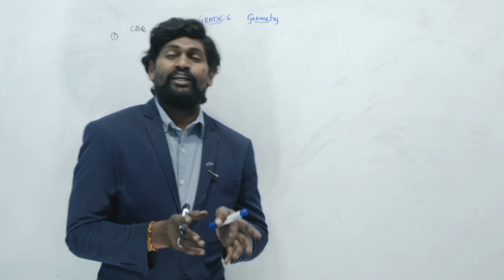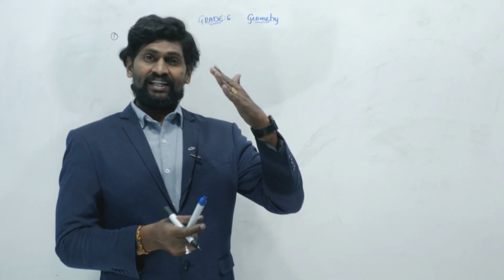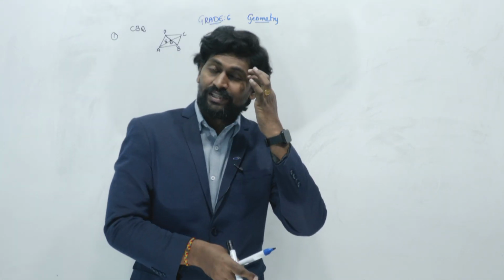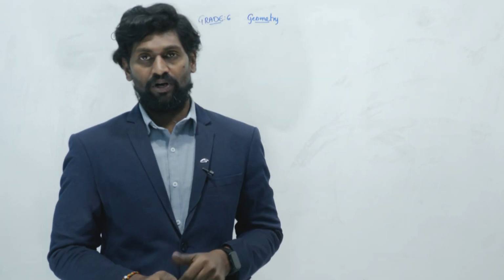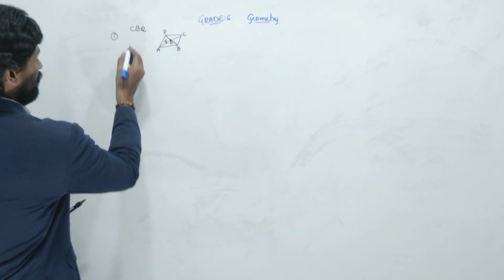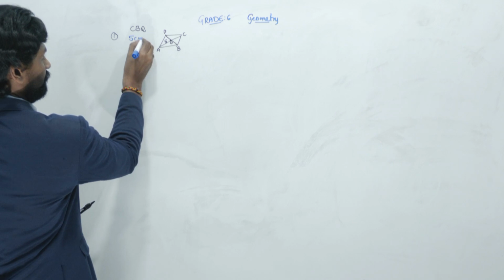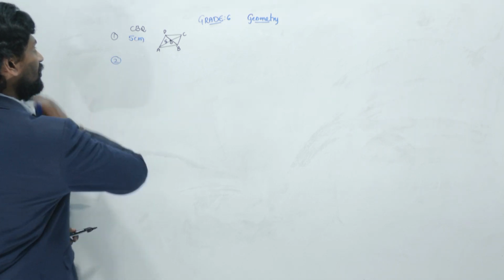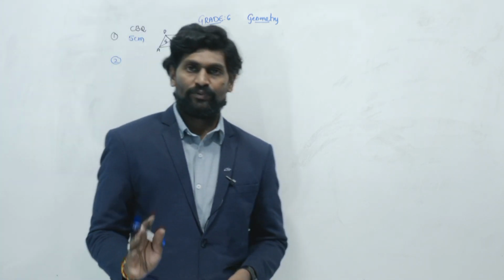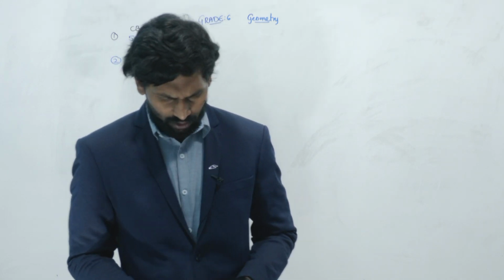According to the property of a parallelogram, the diagonals bisect each other. Bisecting means dividing into two equal parts. So OC is also 5 centimeters. The length of OC is 5 centimeters. So let us move on to question number 2.